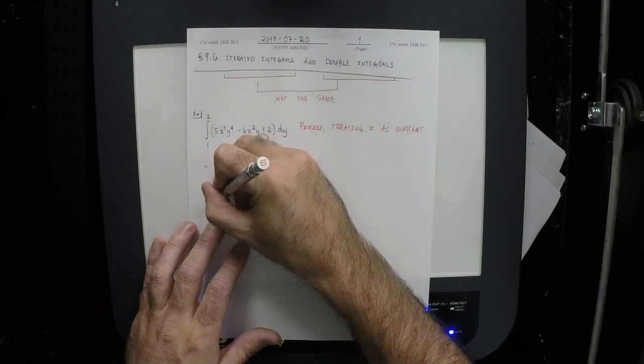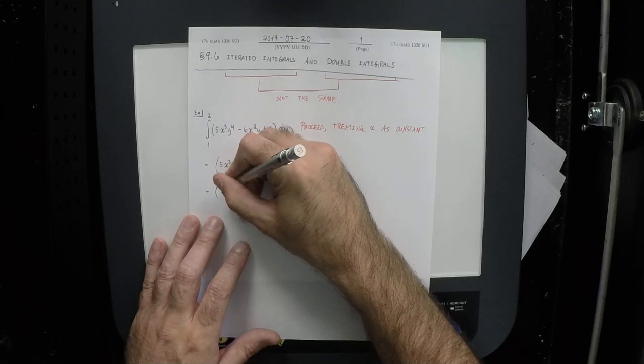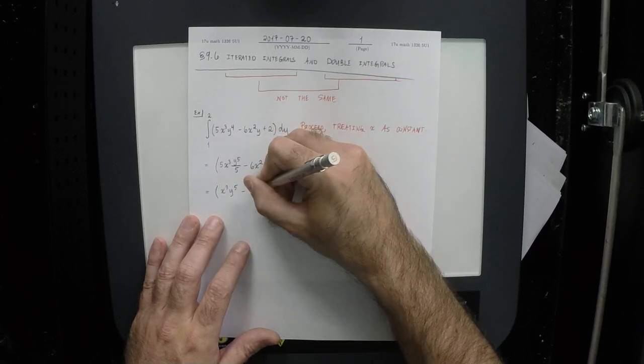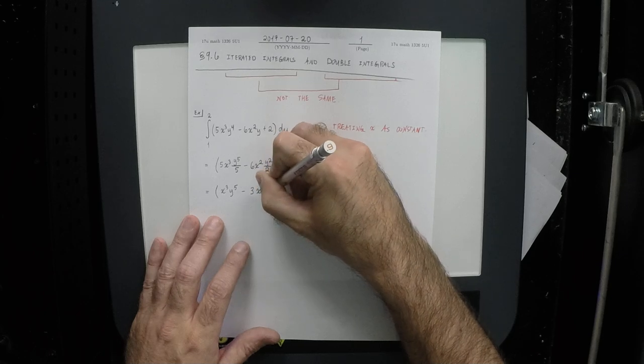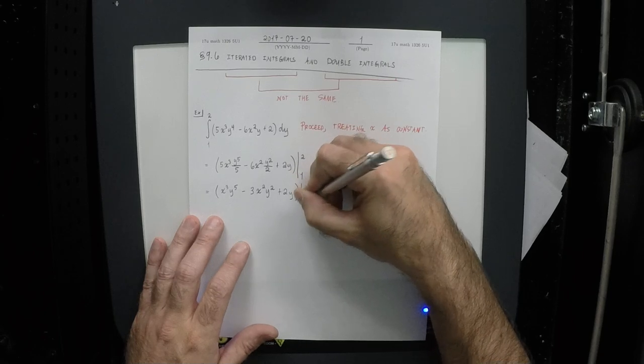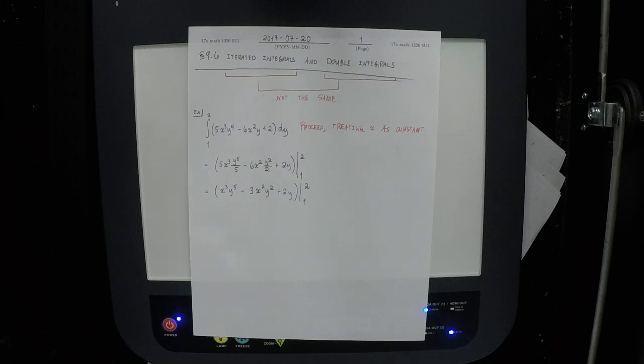Now I'll make some simplification. The 5s will cancel there, so we get x cubed y to 5, and then minus 3x squared y squared, and then plus 2y, and I'll go from 1 to 2. Now, strictly speaking, there's nothing wrong with what I've written, but what I want to make the point is that the way I've written it is a little bit of bad hygiene.